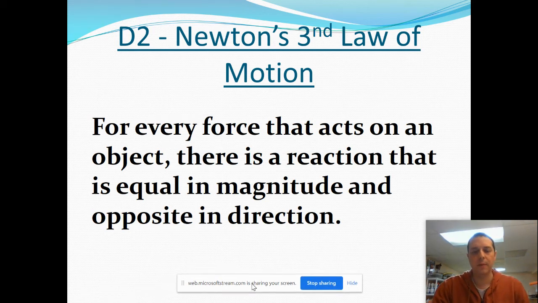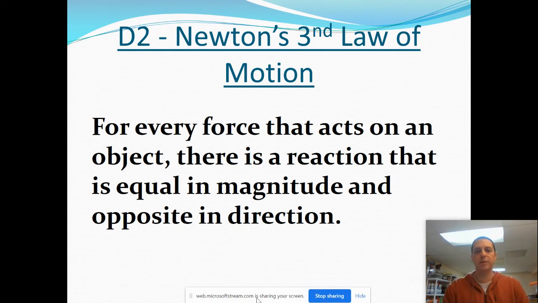In this video, we're going to take a look at Newton's third law of motion. What Newton's third law of motion states is that for every force that acts on an object, there is a reaction that is equal in magnitude and opposite in direction. You might have heard the phrase before, for every action there's an equal and opposite reaction. This is quoting Newton's third law of motion.